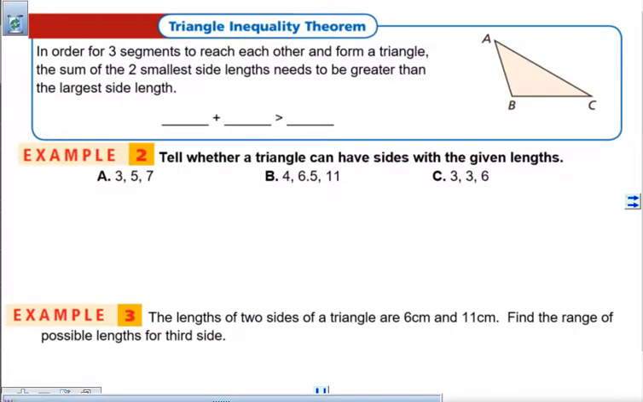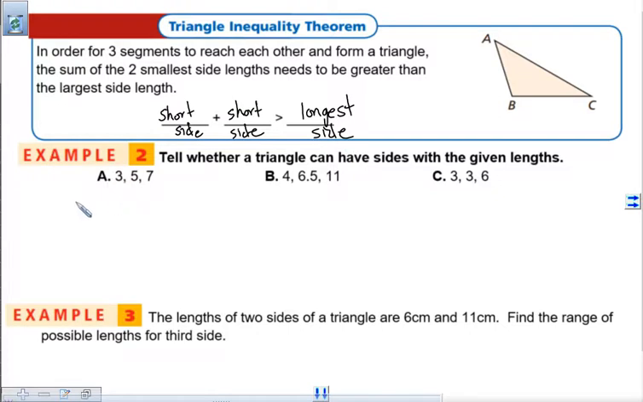Then we have the triangle inequality theorem, which says that any two sides added together have to be greater than the third side. What you really have to check is the two short sides have to add and be greater than the longest side. So on the next couple problems, make sure that you are adding your smallest numbers together and check and see that it is greater than the largest number. If it is, you have a triangle. If it's not, you don't have a triangle.